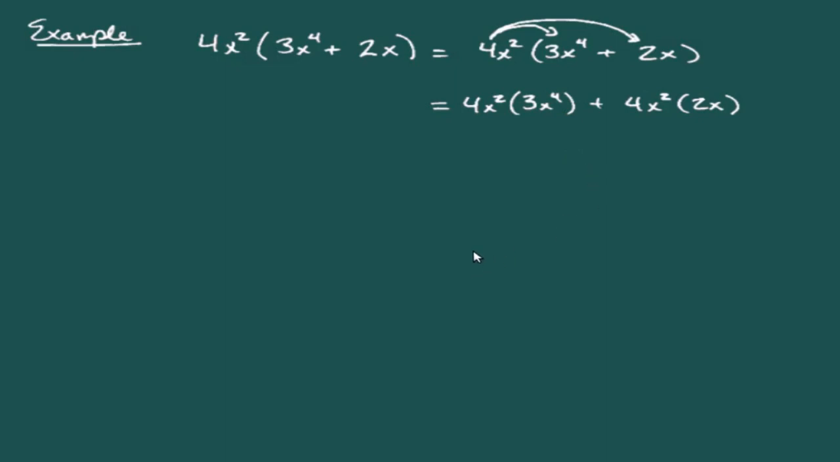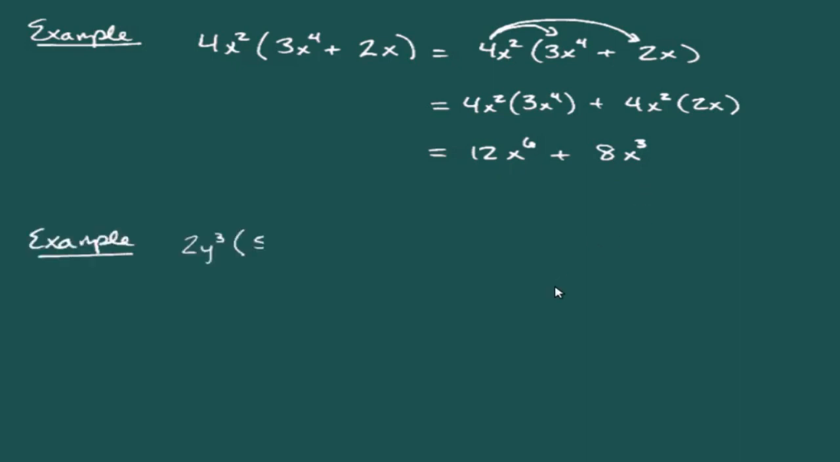4 times 3 gives us 12x to the 6th. 4 times 2 gives us 8. 2 plus 1 gives us 3, so we've got 8x to the 3rd power. So our final answer, 12x to the 6th plus 8x to the 3rd.